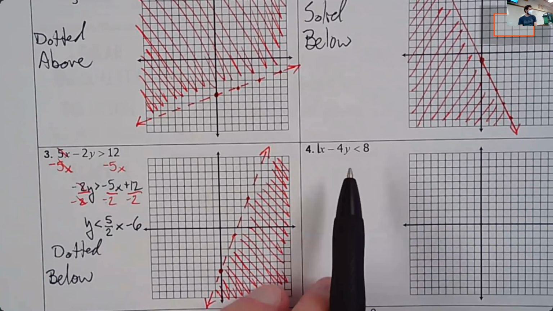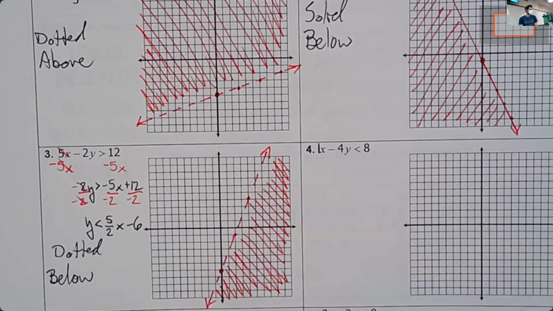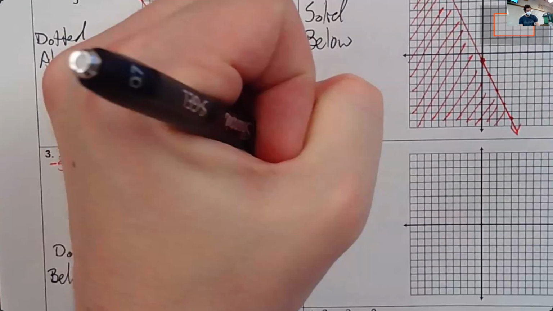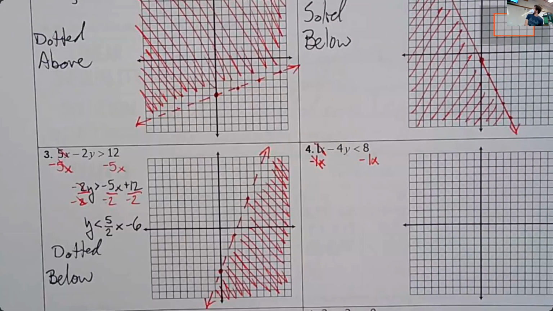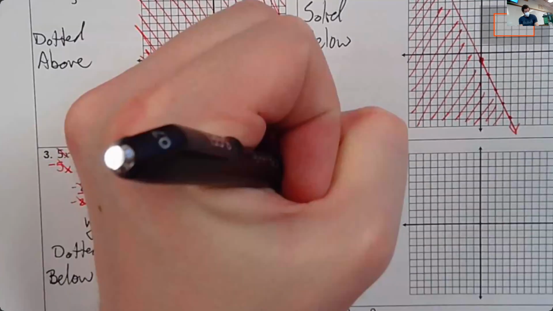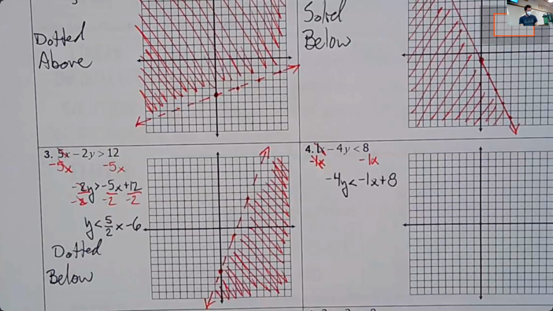Got to get y by itself. So first thing we have to do on this one is what? Yeah, take away 1x. I know a lot of people in here know that. We just don't like talking. I get it. So take away the 1x from both sides. So that'll be negative 4y is less than negative 1x plus 8. All right. Now we have to divide everything by negative 4.